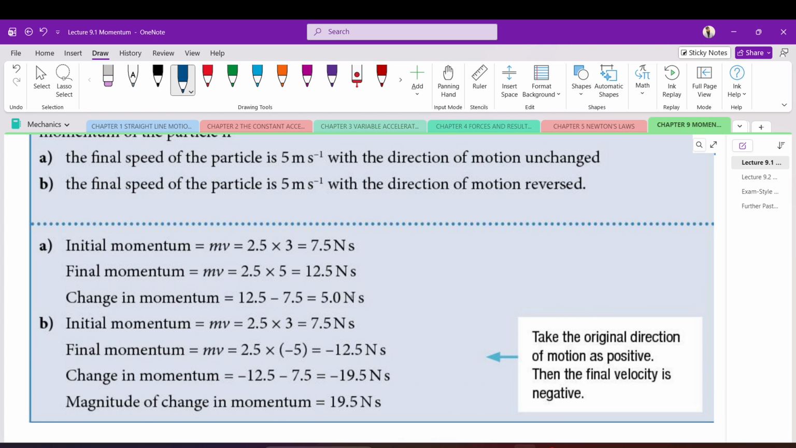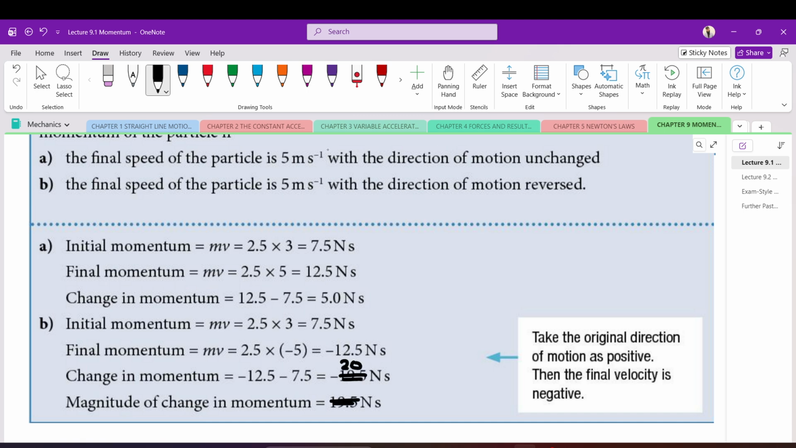Let me check this. The final speed is 5 with the direction of motion reversed. So minus 12.5 minus 7.5. Right, so this is incorrect, because minus 12.5 minus 7.5 will give us minus 20. Let me correct it over here.